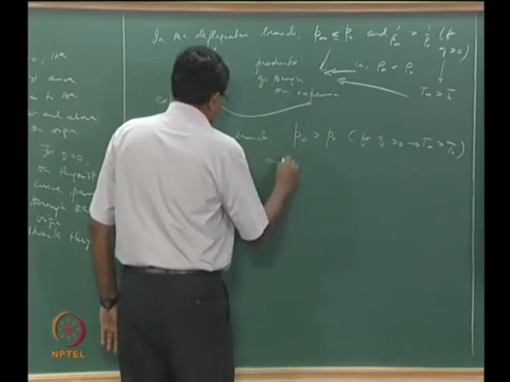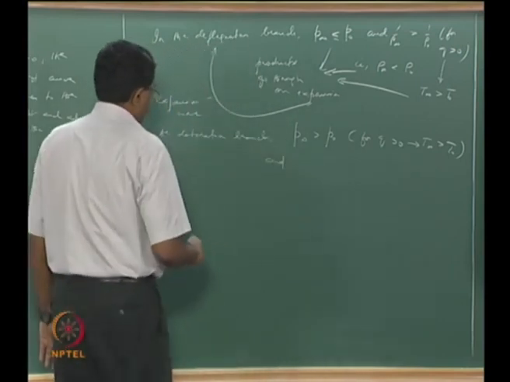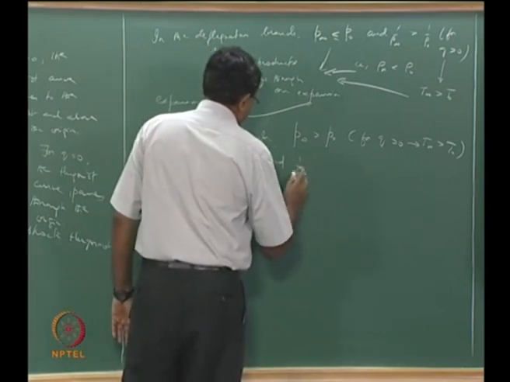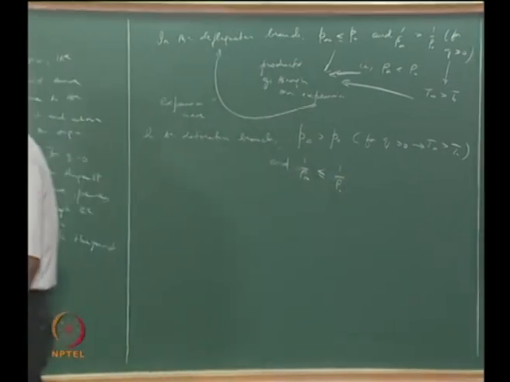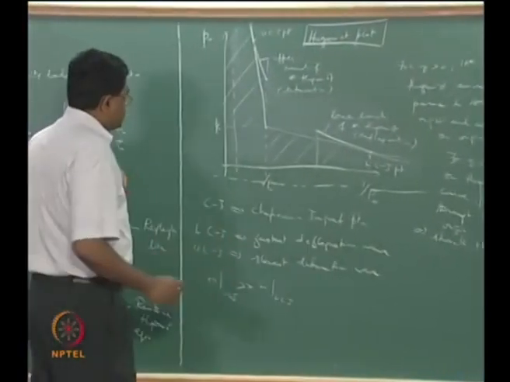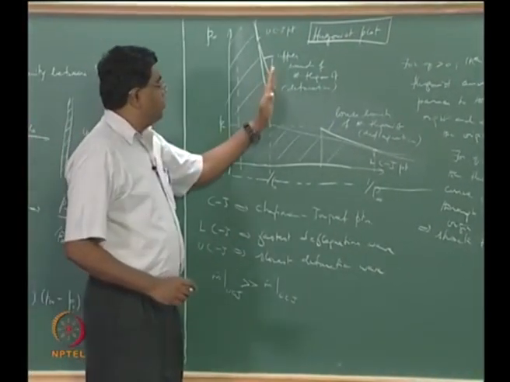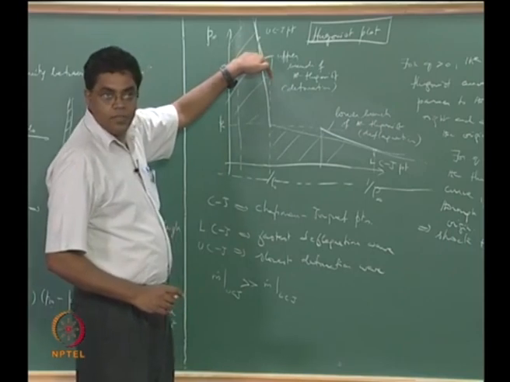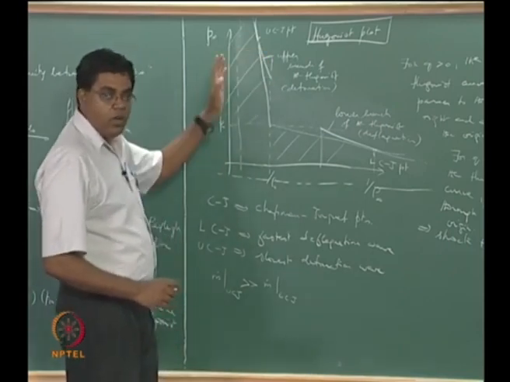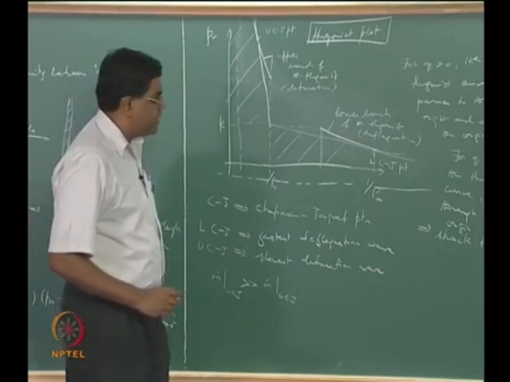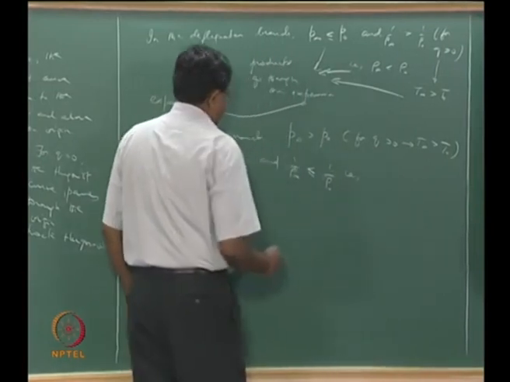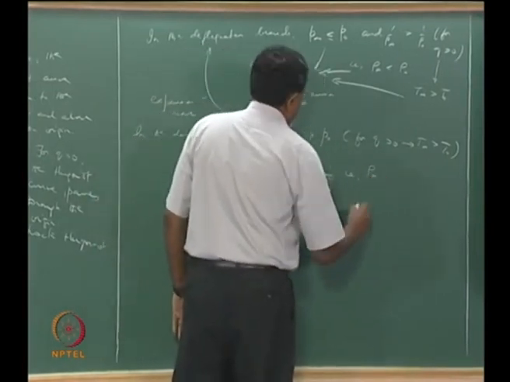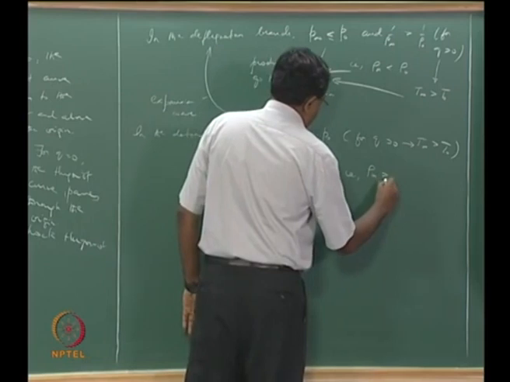So p infinity is always greater than p naught, and 1 over rho infinity can be less than or equal to 1 over rho naught. So the highest value of 1 over rho infinity that you can hope for is this, that is equal to 1 over rho naught. All other 1 over rho infinities are going to be less than that, and this implies that rho infinity can be greater than or equal to rho naught.